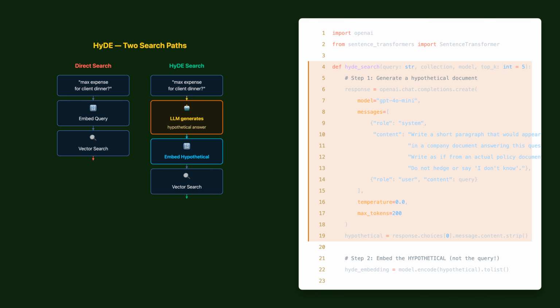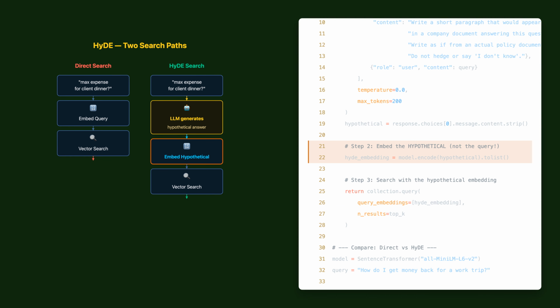Let's look at the code. Step 1. Generate the hypothetical. The prompt is specific. Write as a company document, not as a chatbot. Step 2. Embed the hypothetical document. This is the key insight. We are embedding the fake answer, not the question. Step 3. Search with that embedding.